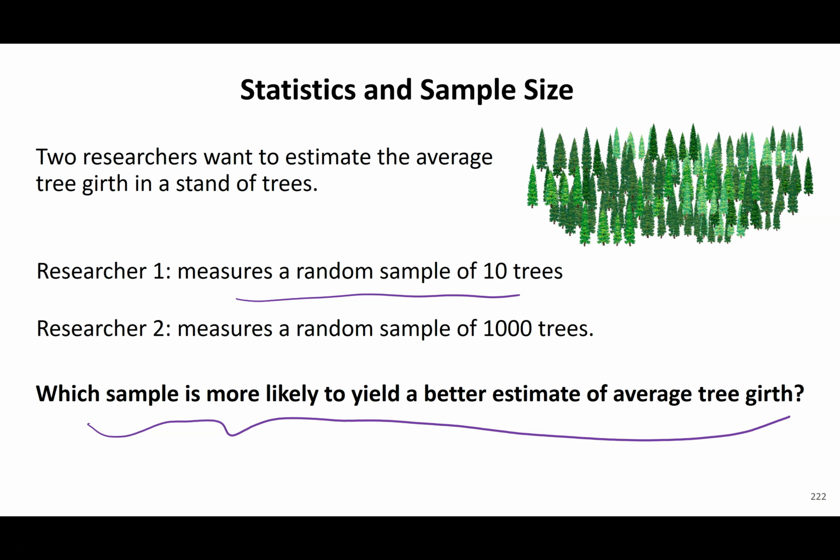So I'll give you a moment to think about it, but hopefully we're on board with researcher 2 is probably going to get a more consistent estimate there, probably consistently closer to that true average, right? Researcher 1, if they get a weirdo tree in there, one that's extremely scrawny or one that's extremely thick, it's going to totally throw their data set with only 10 trees in it.